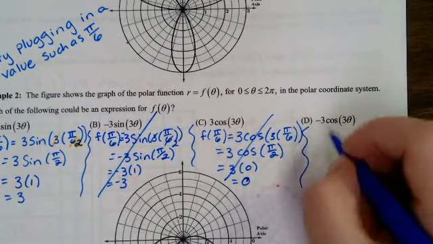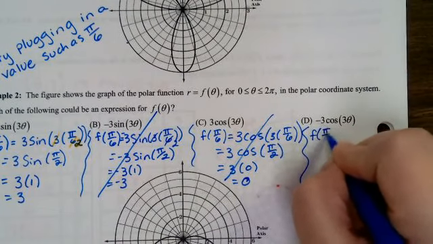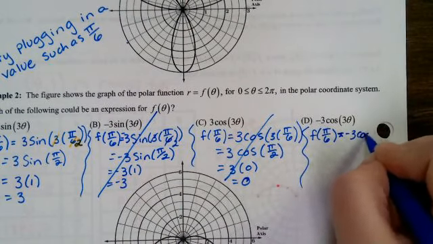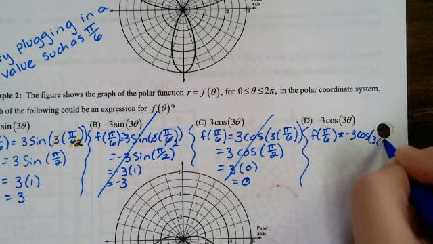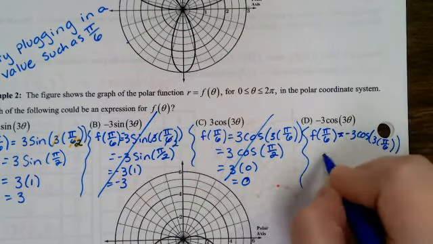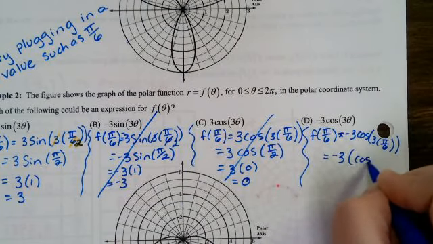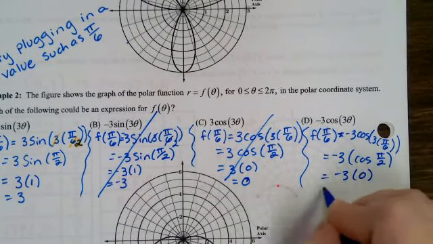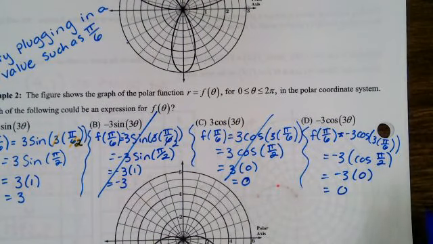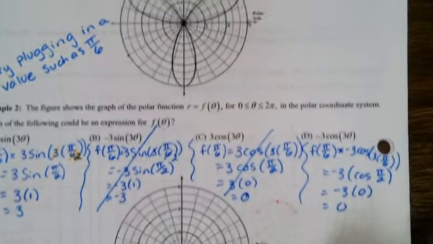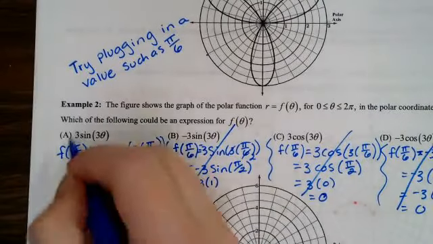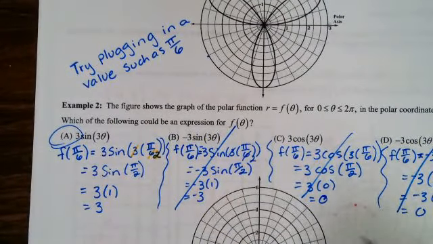And just for good measure, this last one, we got -3 cosine 3, I'm running out of room, pi over 6. Okay, but again, this is -3 times cosine of pi over 2, which is times 0. And you get 0. So again, pi over 6 and 0, that is not a point on the graph, leaving you with answer option A. However, like I said, you see how this is not very efficient.